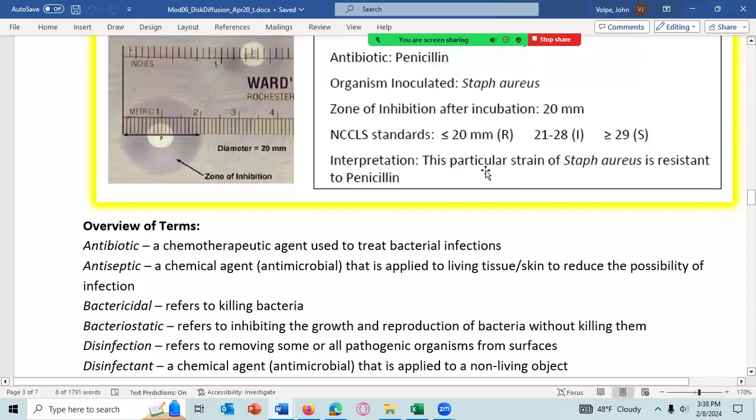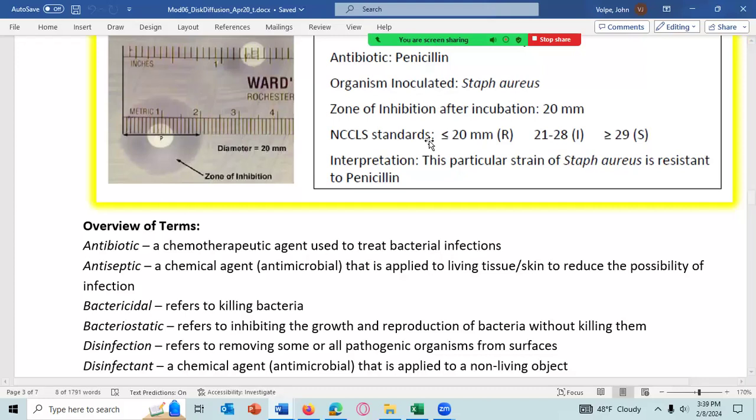And that's how you interpret how a strain is sensitive or resistant or intermediate to this antibiotic. You measure the size of the zone of inhibition, and then you compare it to the NCCLS table. Each species will have a different measurement for resistance for each antibiotic in the table. Any question about any of that?